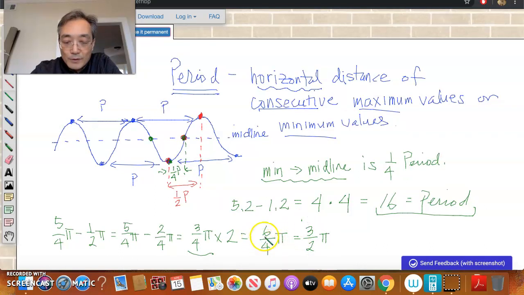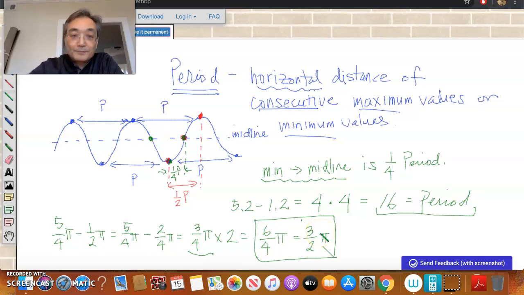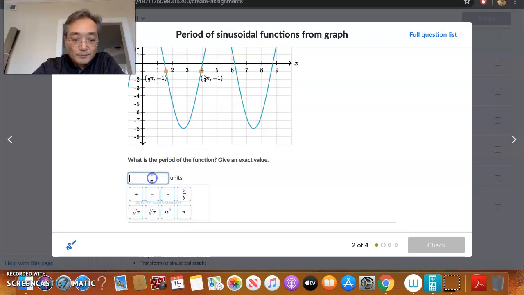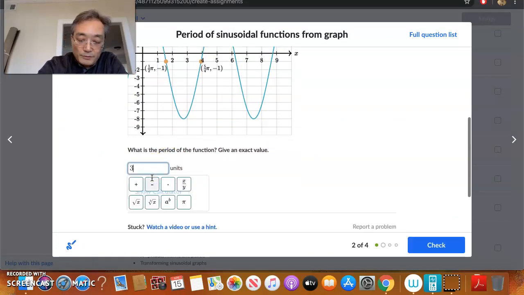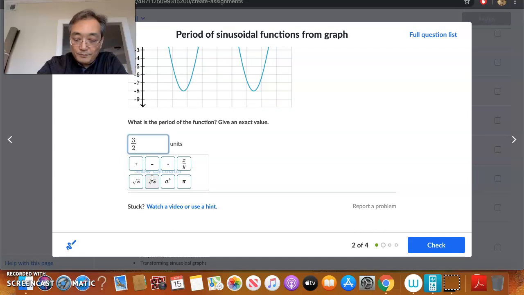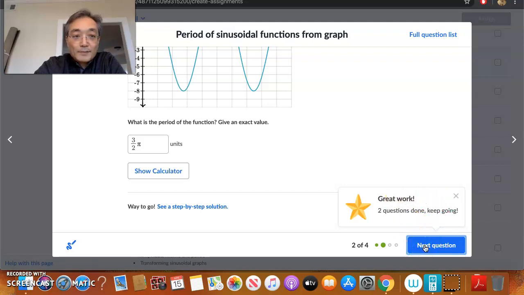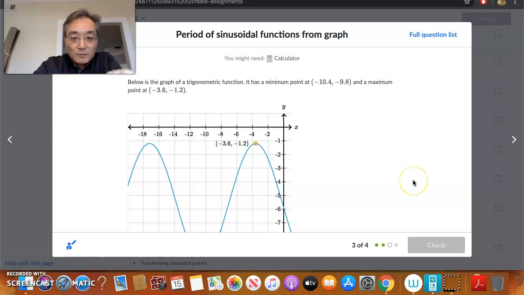Okay, so either one, this is correct or that's correct. This is the reduced, this is the non-reduced. So 3/2 pi is our final answer. Okay, so 3/2 pi. Okay, guys? All right, let's try to do maybe one or two more.